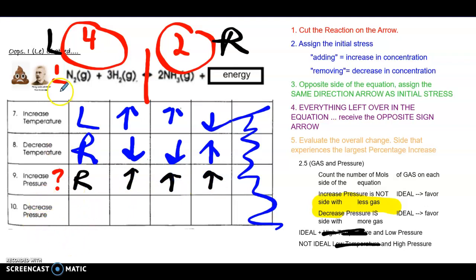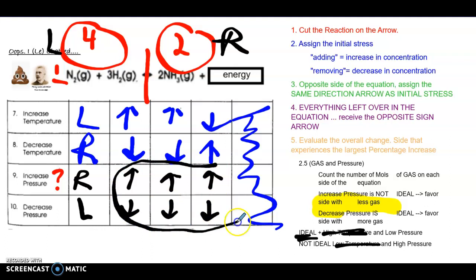Next one. If I decrease the pressure, well, that is pretty ideal. I am going to favor the side that has more gas, so that would be the left-hand side. And because I'm decreasing pressure, they all drop. This is the reason right here why you gotta go left versus right with the counting of moles, because the arrows do nothing for you in terms of pressure.